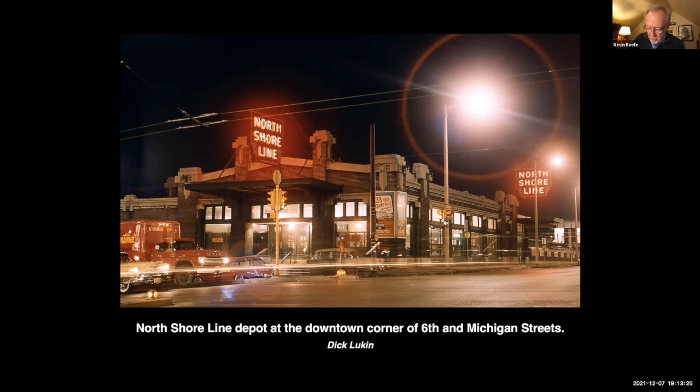Just look at that classic architecture, the Insull architecture. It's unmistakable that this was a railroad owned by the Insull utility empire. You see the catenary overhead from the trolley buses. Apparently Michigan Street had been converted to trolley buses by this time.